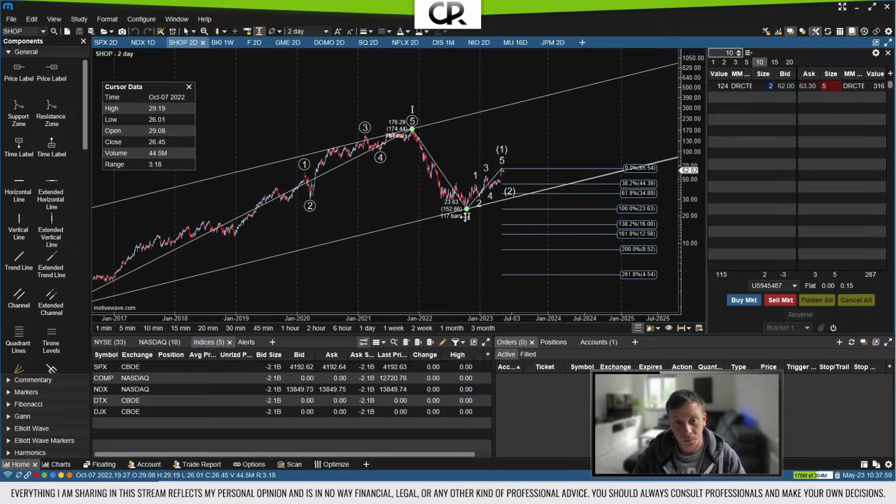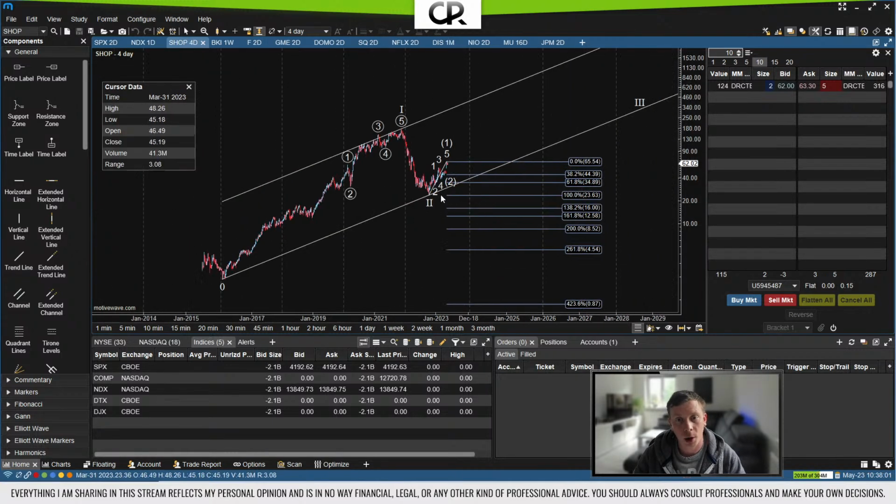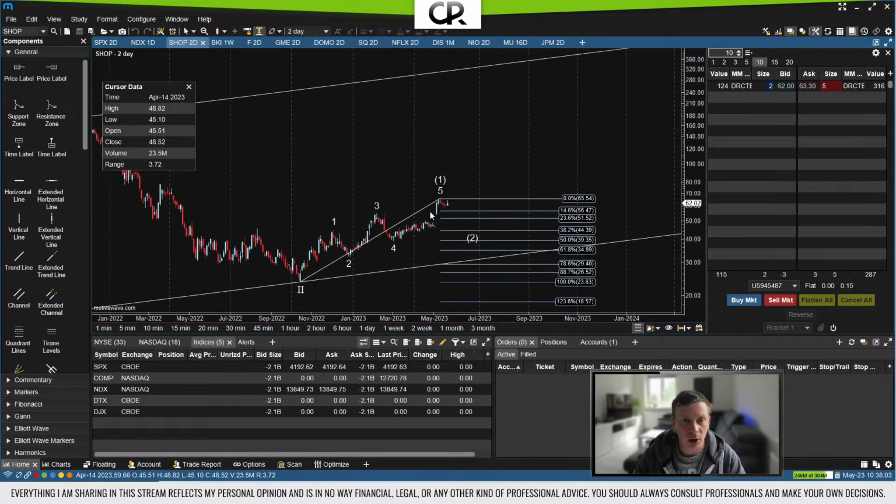In addition to that, I labeled the chart like this to say, okay, that's the 1, 2, 3, 4, 5 leading diagonal. That actually finishes the 5th wave here, which then becomes wave 1. And we're now waiting for wave 2, which should ideally take us down again. That wave 4 would be a point, but also the 38.2 to 61.8 retracement. So anywhere between $45 and $35, depending on how that plays out.